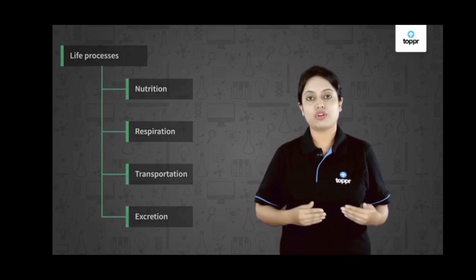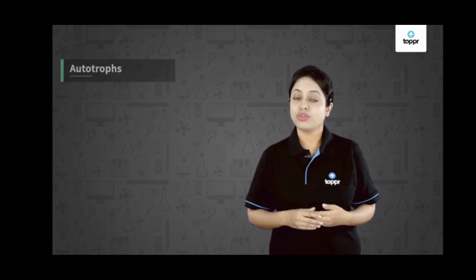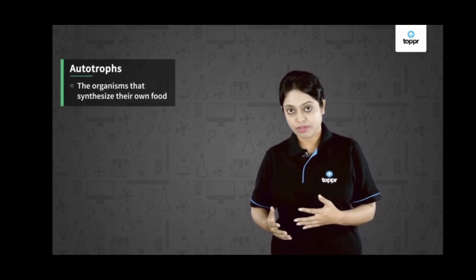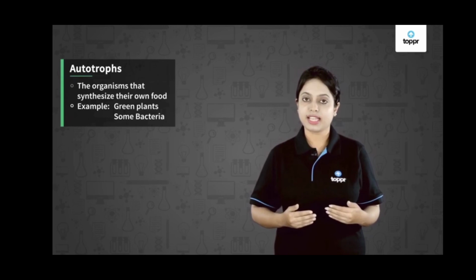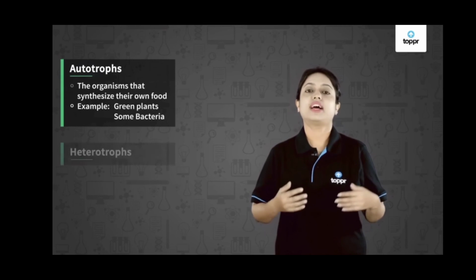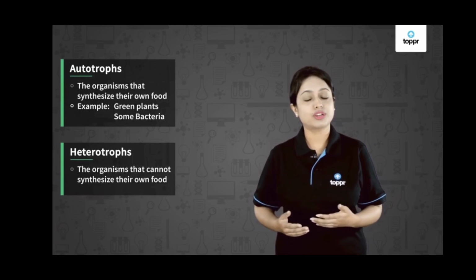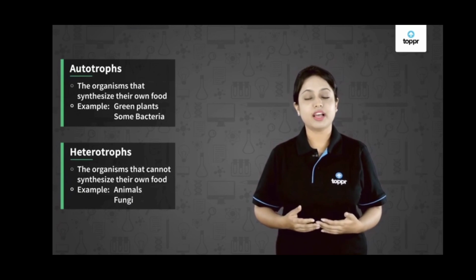Next, we studied about autotrophs and heterotrophs. So, autotrophs are the organisms that can synthesize their own food, for example, green plants and some bacteria, while heterotrophs are the organisms that cannot synthesize their own food, for example, animals and fungi.